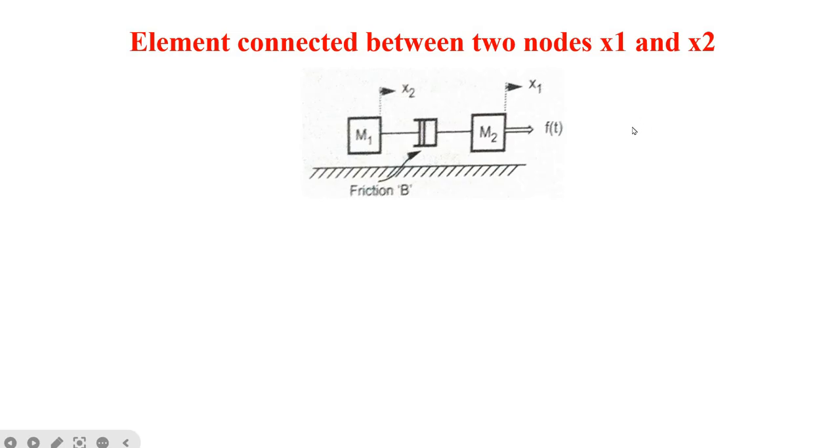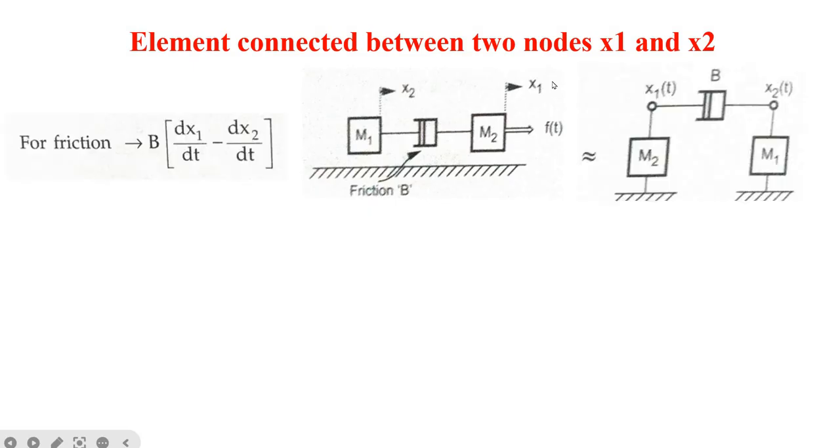Because there are two displacements, we will take two nodes. There will be one force applied on m2. Now this m1 and m2, even though there is a change in displacement here, cannot be connected in between two nodes. Always those will be under the influence of that particular node. So here this can be drawn like this: x1 of t and x2 of t are the two nodes.